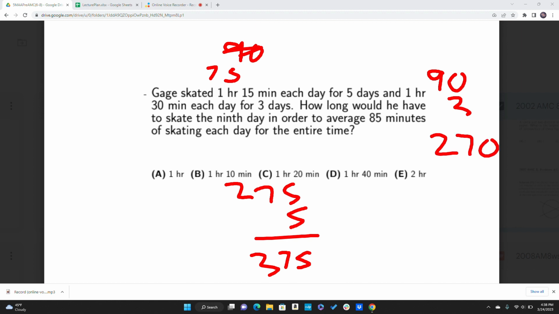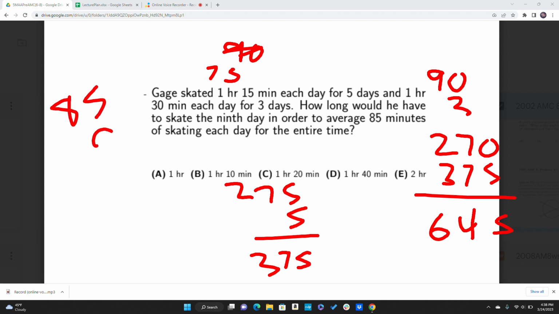So in those first 8 days, Gage skated 645 hours, or minutes, not hours. That'd be kind of a lot. Okay, and we want to know how much he would have to skate on the 9th day to average 85 minutes. So we want an average of 85 over 9 days. So we want our sum of minutes, the total minutes spent skating, to add up to 765 minutes of skating.